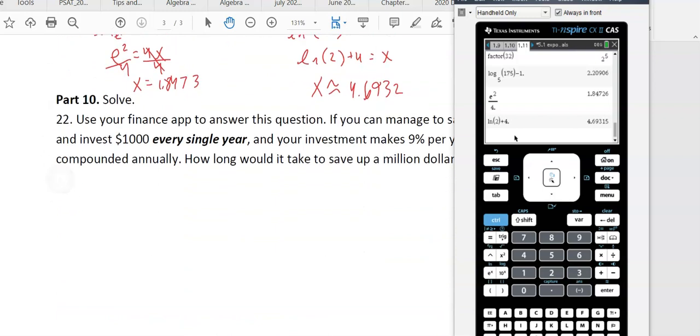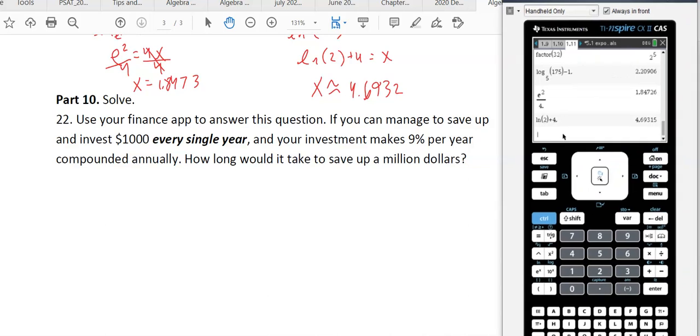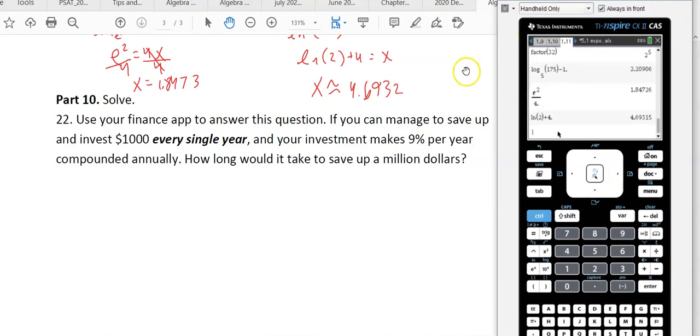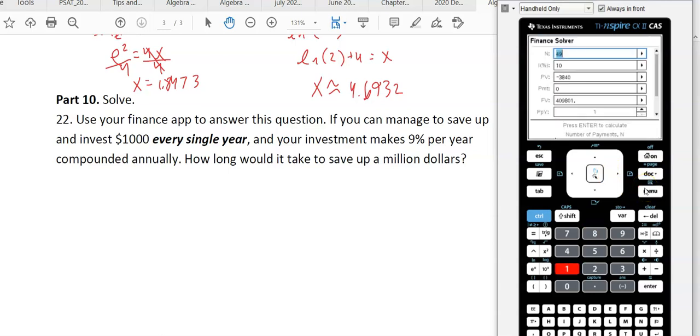Use your finance app, so we'll use this last question, right? So let's try to get this. So, okay, we use finance if we can manage to save up every single year. So the finance app is menu 8.1, I think. Always start with percent. Enter it not as a decimal when you're using the app, so 9.